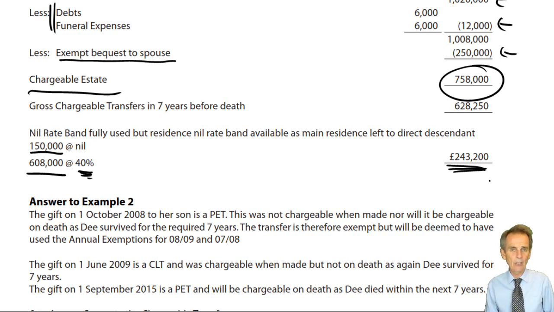They paid out from the value of the estate. Who is it borne by? The residuary legatee. So what the son gets will be everything other than what went to the spouse, less the amount of tax charge thereon. The 243,200 will come out of the residuary legatee's share.